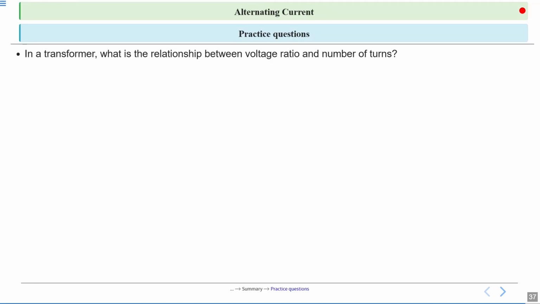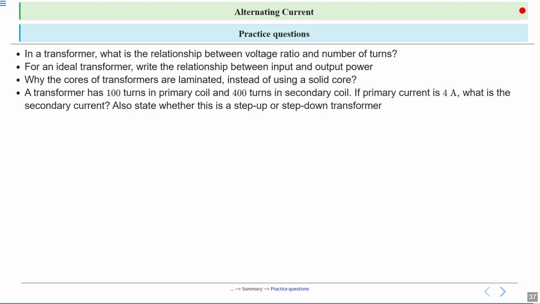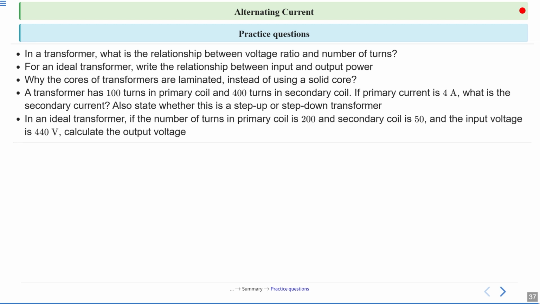Practice questions you have to do yourself. In a transformer, what is the relationship between voltage ratio and number of turns? For an ideal transformer, what is the relationship between input and output power? Why are the cores of transformers laminated instead of using a solid core? A transformer has 100 turns in the primary coil and 400 turns in the secondary coil. If the primary current is 4 ampere, what is the secondary current? Also state whether this is a step up or step down transformer. In an ideal transformer, if the number of turns in the primary coil is 200 and in the secondary coil is 50, and the input voltage is 440 volt, calculate the output voltage.